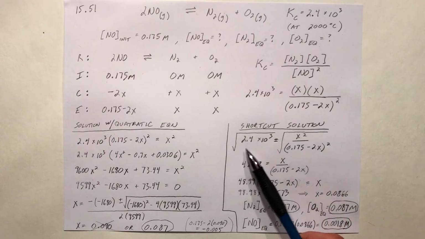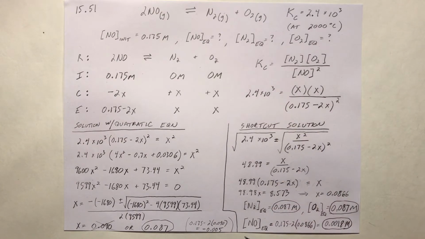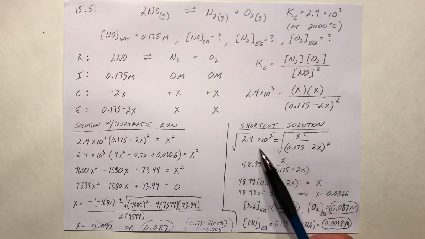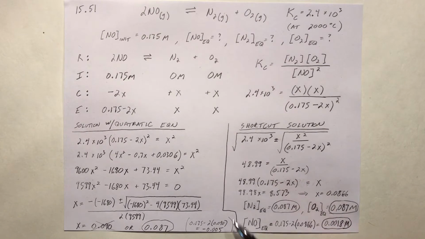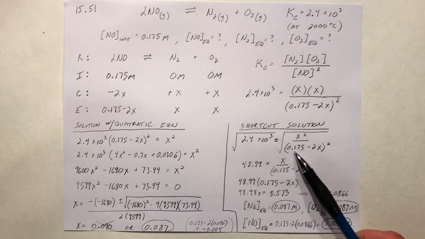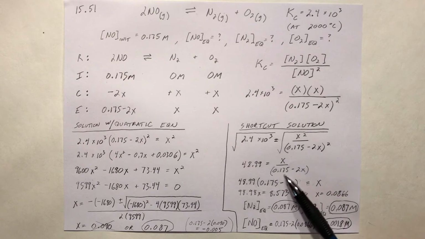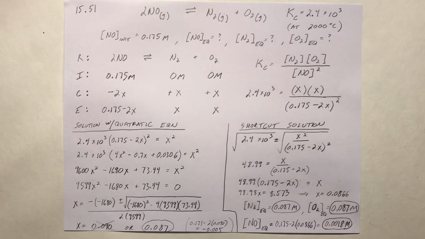So if we take a square root of both sides of the equation, take a square root of this side and that side, the square root of this is 48.99, and the square root of x squared is x, and the square root of 0.175 minus 2x quantity squared is 0.175 minus 2x. Now we can do a little algebra. Take this quantity and multiply it by that, and that'll be equal to x.